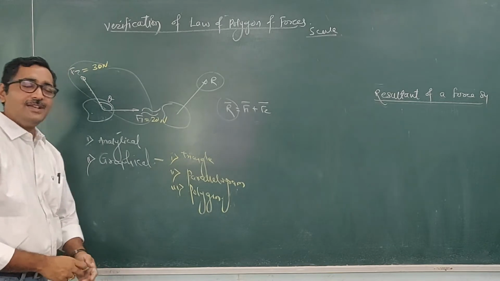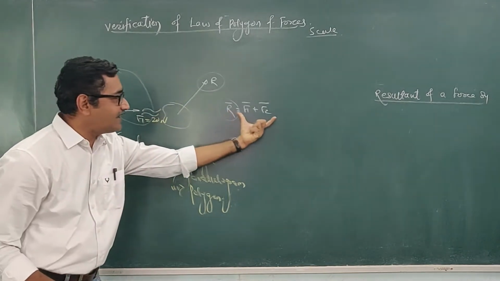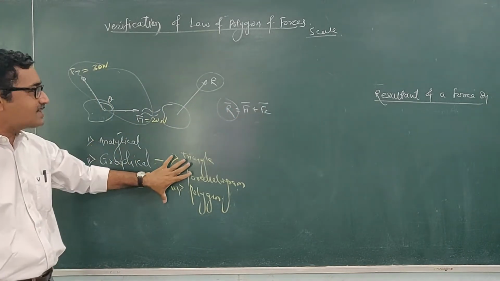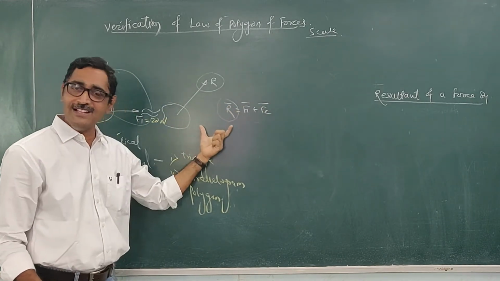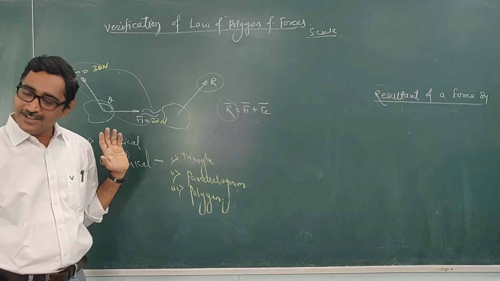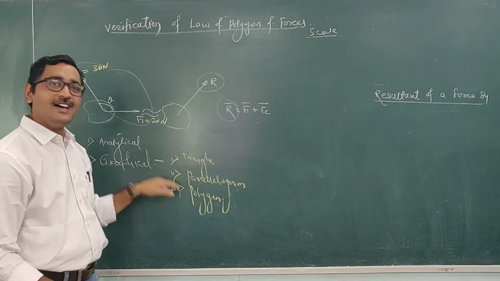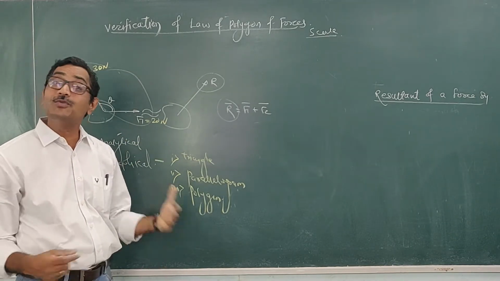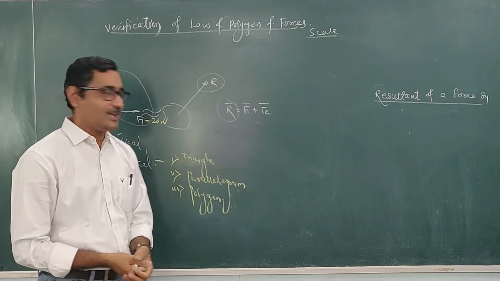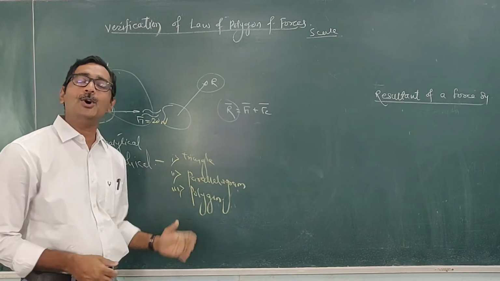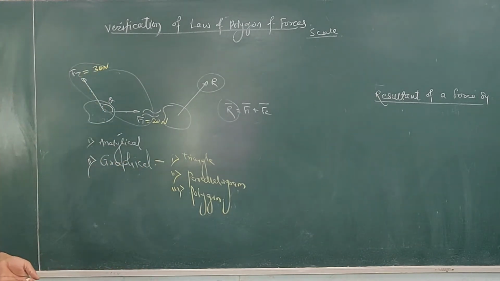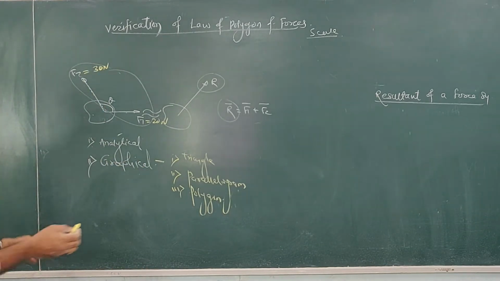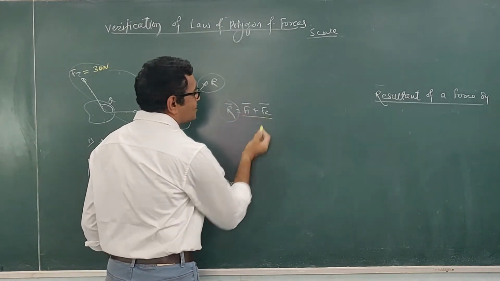Since all these three are graphical methods to add vectors, and we are going to use them to add the forces to get the resultant, related to our subject we can say these are the graphical methods to find the resultant. Triangle law, parallelogram law, and polygon law are the graphical methods to find the resultant. So this is all about the resultant. It is just a vector summation of all the forces.